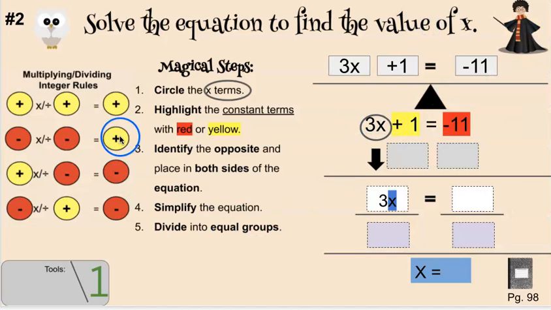Okay, so now I can move on to step number 3, identify the opposite and place on both sides of the equation. So next to 3x is +1. I want to put -1, and I have to do the same thing to the other side, to both sides of the equation. So I also have to highlight that in red because it is a constant. So my -1 is in red, and I do that to both sides.